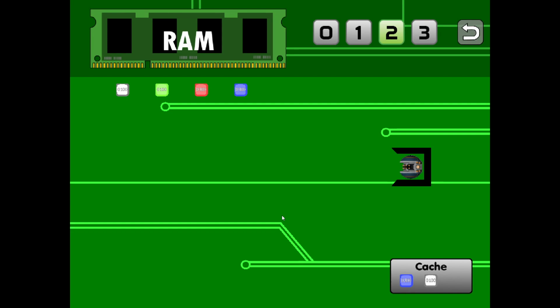But basically, think of it as it stores recently used stuff. So if I click there, look, it's grey, it can go there. It no longer has to go to RAM. It can use the very quick cache.